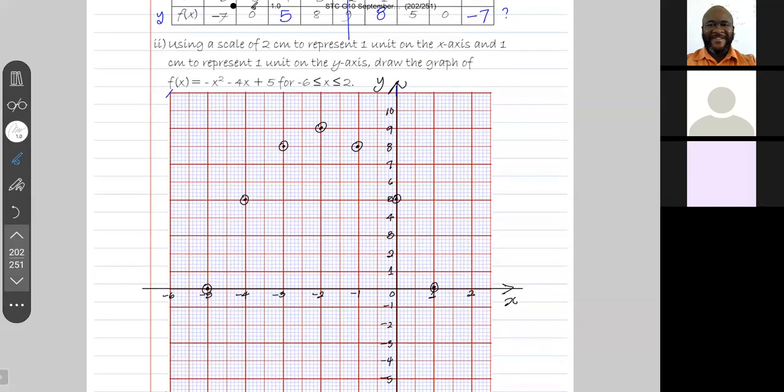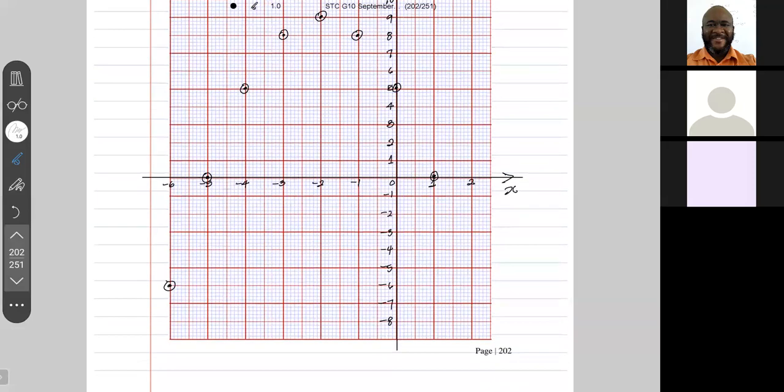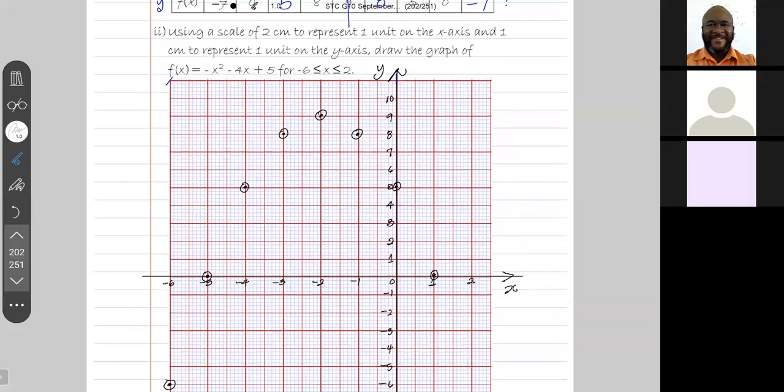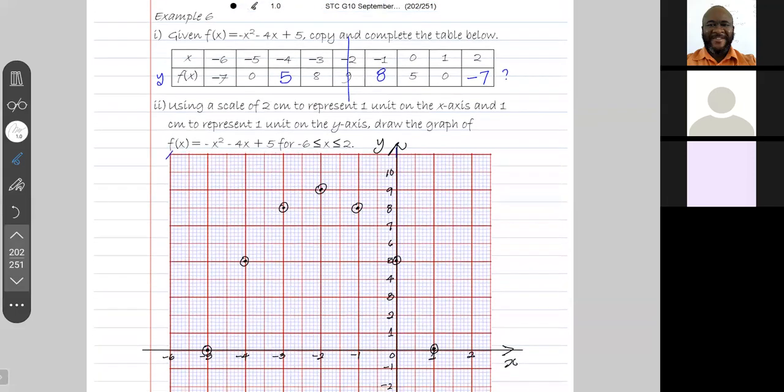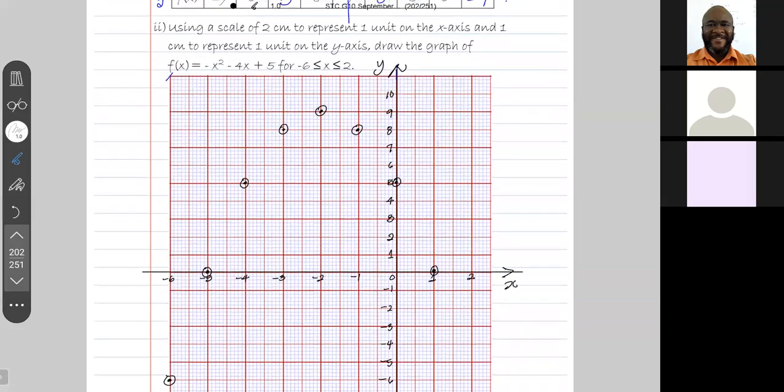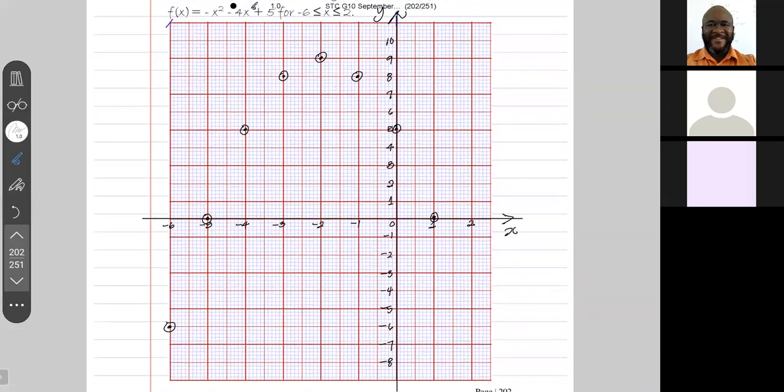And 2 should correspond to minus... 2 corresponds to minus what? All right, it should be -7. All right, so we made an error there. This should be -7. And over here, it should also be -7. So my graph should start here.